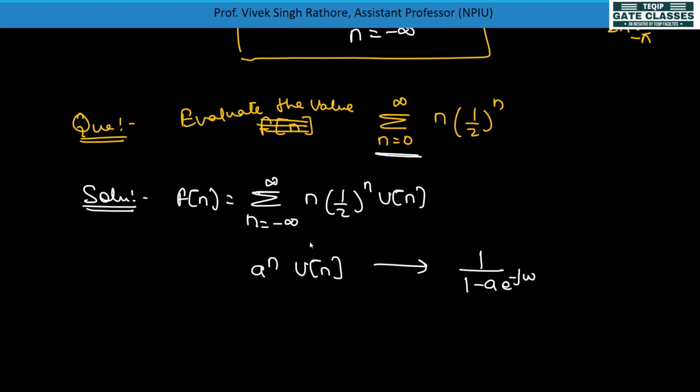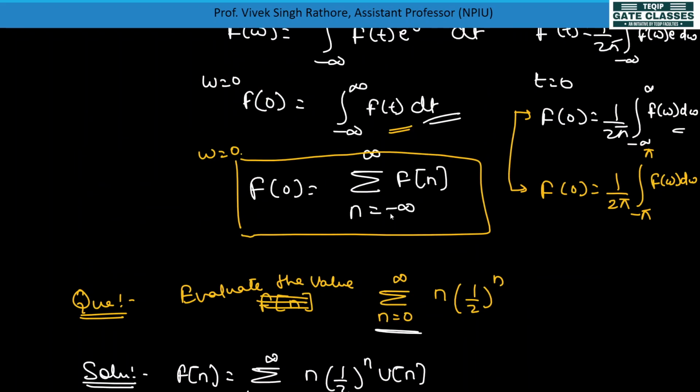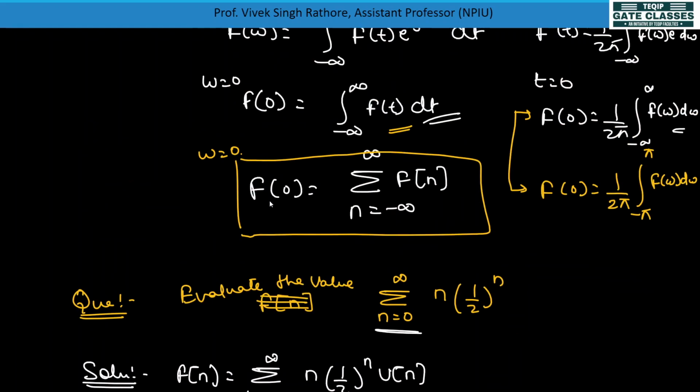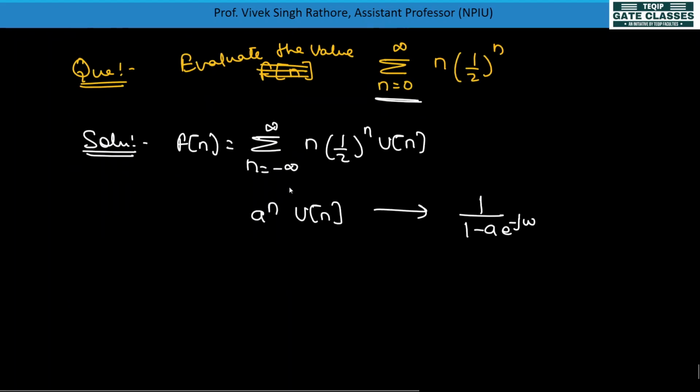Very easy. See, the area property says that whenever you take f of n summed from n equal to minus infinity to infinity, you can solve from this side, or you can solve it as f of omega with omega value 0. Either you can solve the right hand side, or you can solve the left hand side. Left hand side is very easy, you just need to calculate f of omega, and put omega value 0. So see, let's suppose n into half to the power n u of n is your signal, f of n. We'll calculate its f of omega and we'll keep the omega value 0.